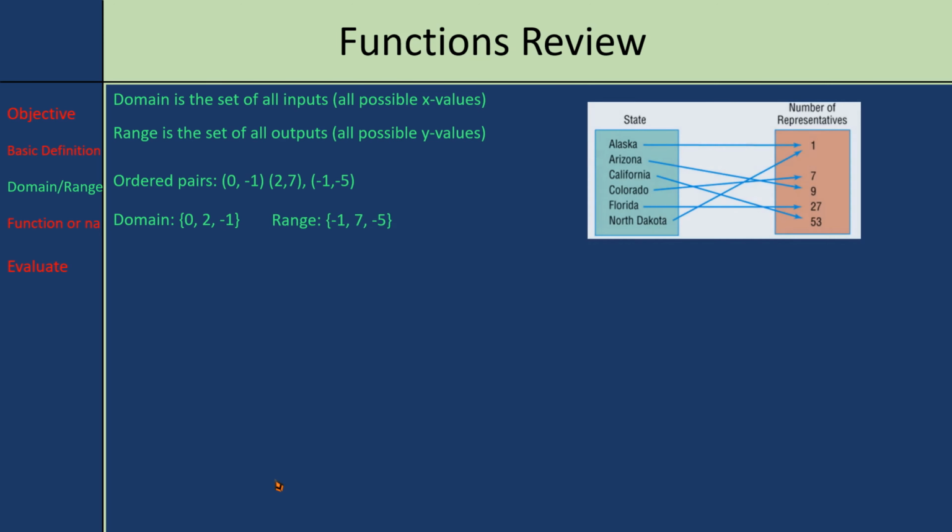Here I have another example where it's not even numbers. Functions don't have to be just numbers. It can be anything to anything. So here we have the function of the states mapping to the number of their representatives. My domain would be all the states: Alaska, Arizona, California, Colorado, and so on. These are the values in my domain. And my range, of course, would be the numbers of representatives in each state.